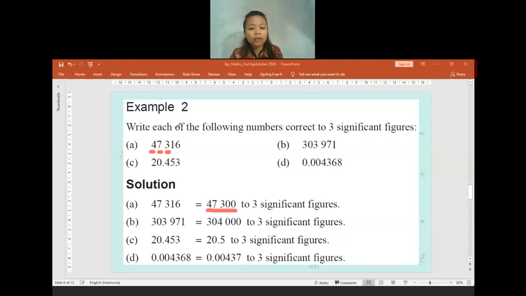Is there anyone having any question? If you have any question, let me know. Question B is also the same thing. It says 3 significant figures, so the third significant digit will be 3. Next to 3 is 9, so the 3 has to go up by 1. 3 going up by 1 will be 4. Remember, the 3 is at the 1000 place, so it is the same as rounding off to the nearest 1000. That's why the answer will be 304,000.